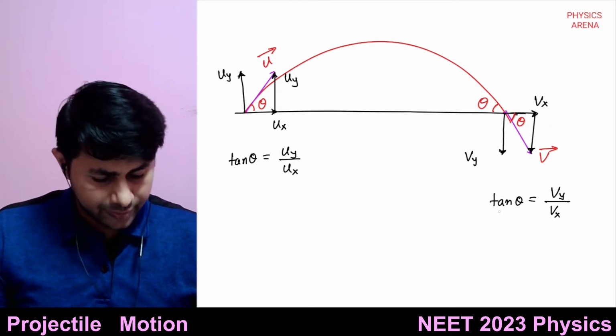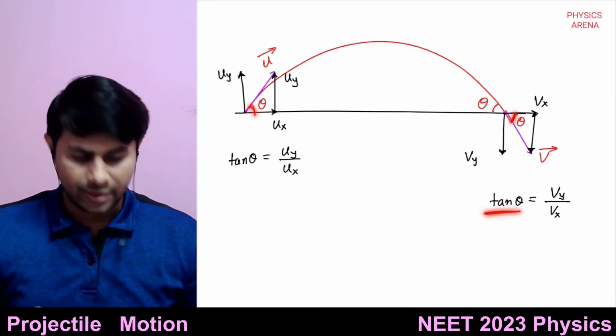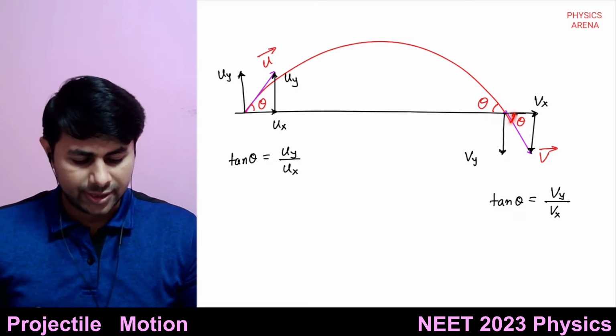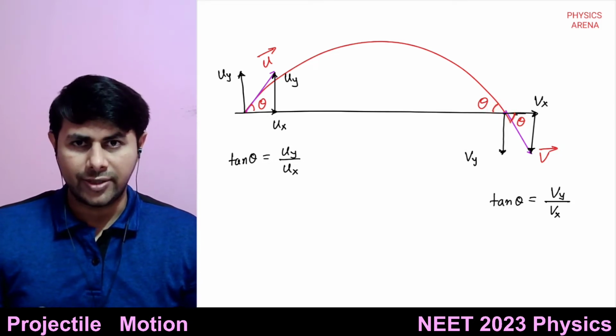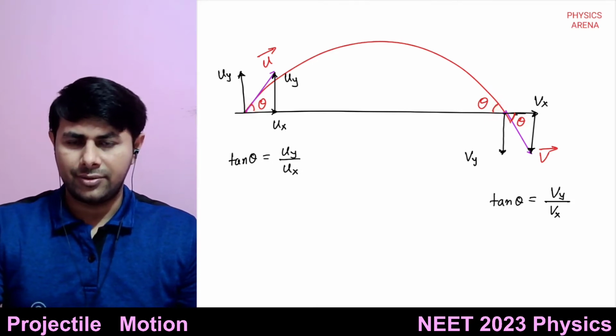So this angle and this angle will be equal. And these two are vertically opposite angles. So that means this and this are equal anyway, right? So this angle and this angle is equal.